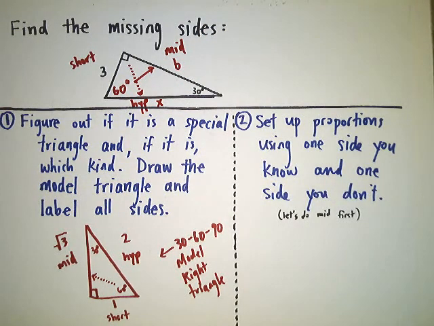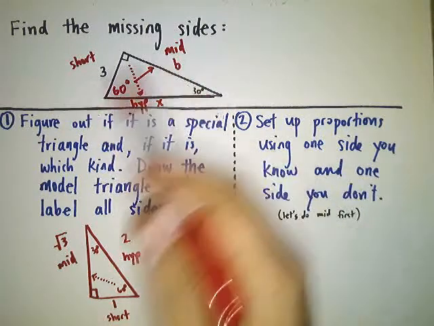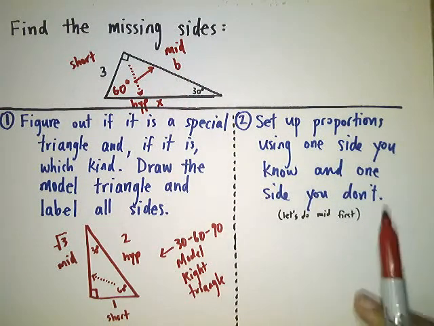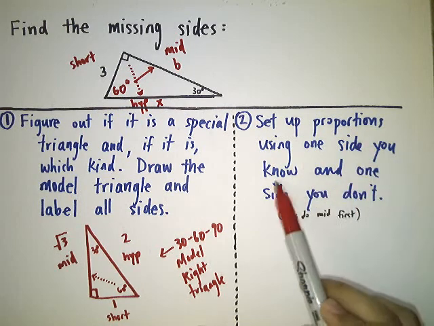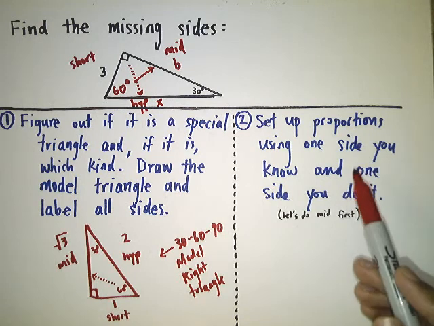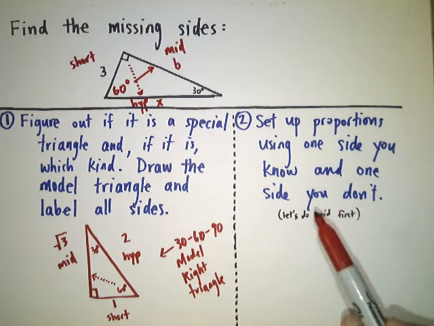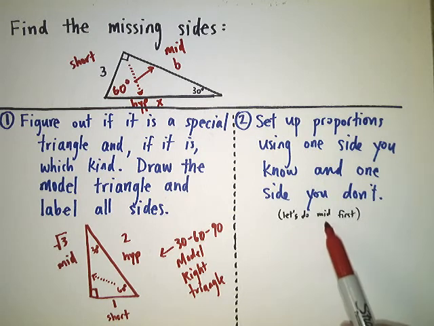Now, after we've drawn our model triangle, the correct model triangle, and labeled the sides and the missing sides in the problem triangle, it's pretty easy. All we do is set up proportions using one side we know and one side we don't know. Now, you could start with any side you want. We're going to start to find the mid side, which we've called B.